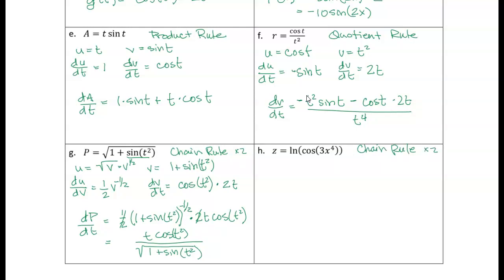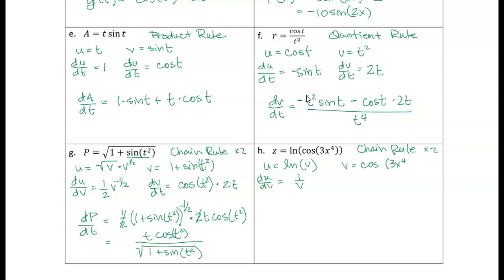Because we have a natural log function, and then inside is the cosine function, and inside that is this 3x to the 4th. So it's like a little Russian doll where the inside of the inside is 3x to the 4th. And outside that you've got the cosine, and outside that you've got the natural log. All right, so let's do this. I'm just going to call u the outside function, natural log of v. Okay, du/dv is just 1 over v, right? Now v is equal to the cosine of 3x to the 4th.